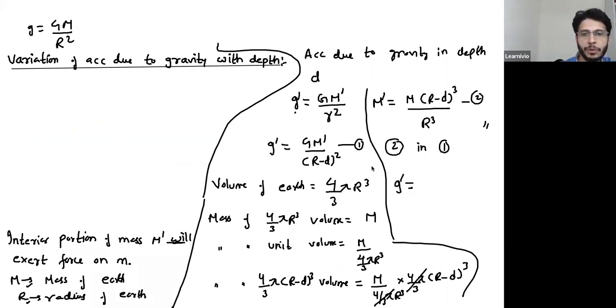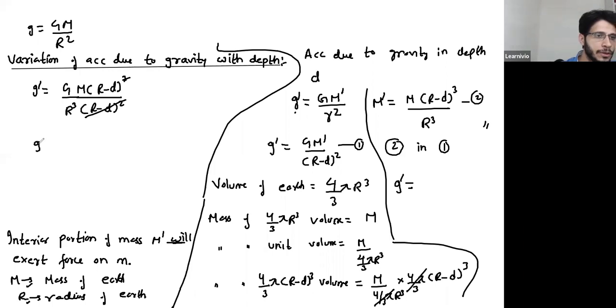Now, if I substitute these values here, your g prime comes out to be g, and instead of m prime, you can substitute these values. It's m r minus d cube over r cube, multiplied by r minus d square. So this square will cancel this cube, and g prime comes out to be GM (r minus d) over r cube.